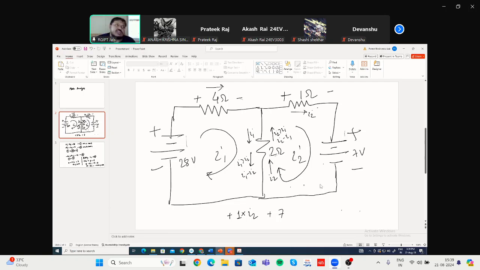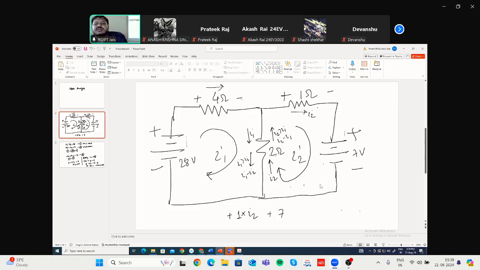So which one to consider? Again, you have to use some kind of a convention. Definitely you can use the opposite one. But here we are considering that when we consider a particular mesh, the current in that mesh is the greatest or the largest among the currents flowing in the other meshes.